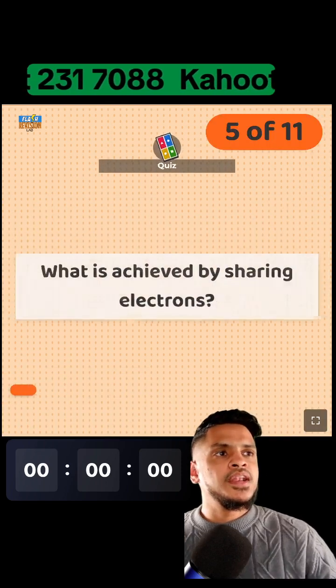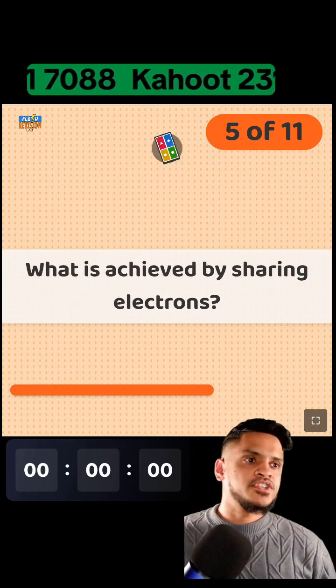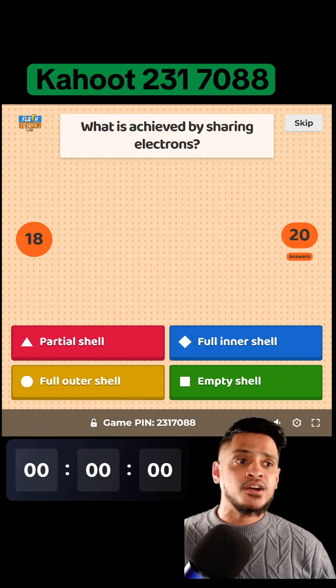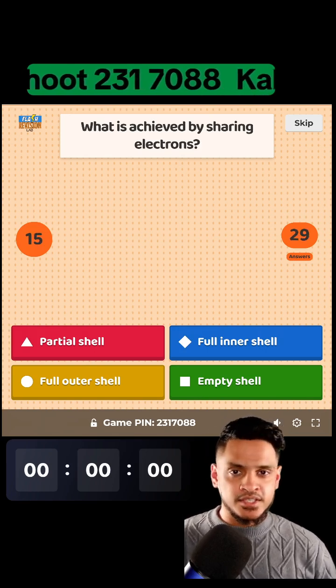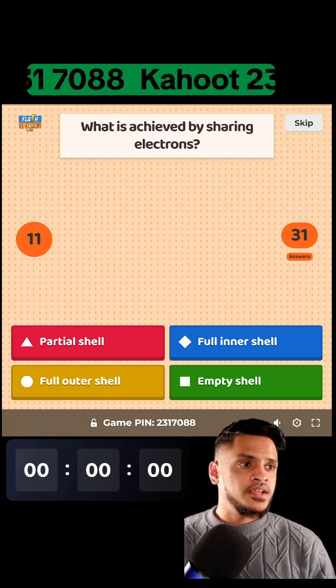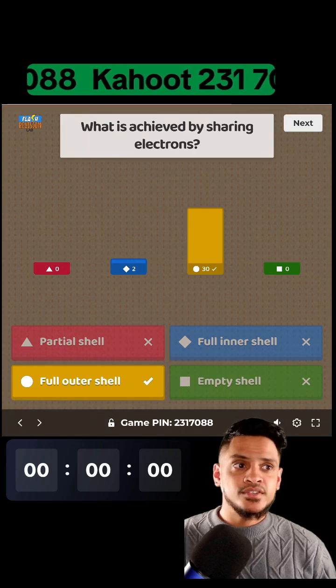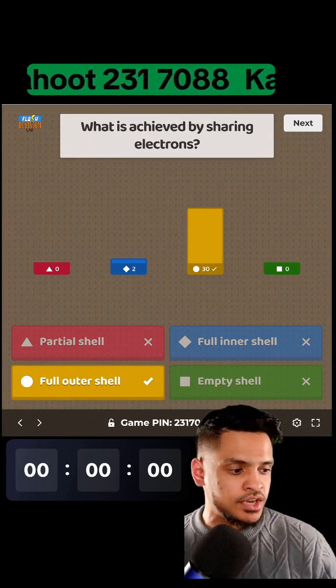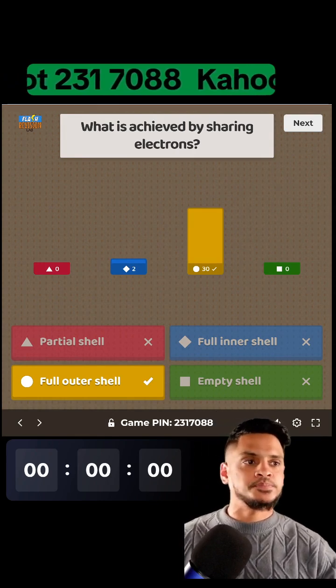Question 5. We've got 11 questions. What is achieved by sharing electrons? I'm hoping there's a quick answer. Partial shell, full inner shell, full outer shell, or empty shell. This is one of those things that you need to stay in your head. This is for ionic bonding and covalent bonding. You always want to achieve this to make your atom stable, and that's a full outer shell. Well done, guys. Full outer shell is the answer.